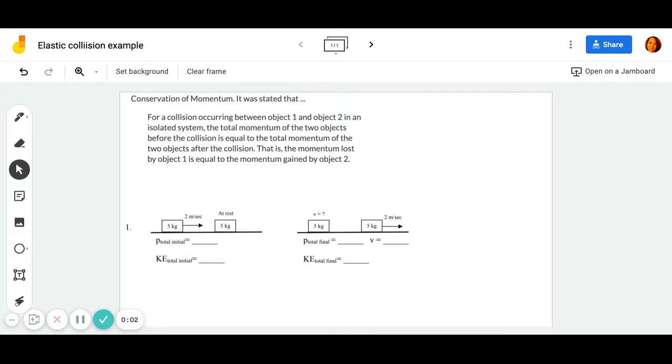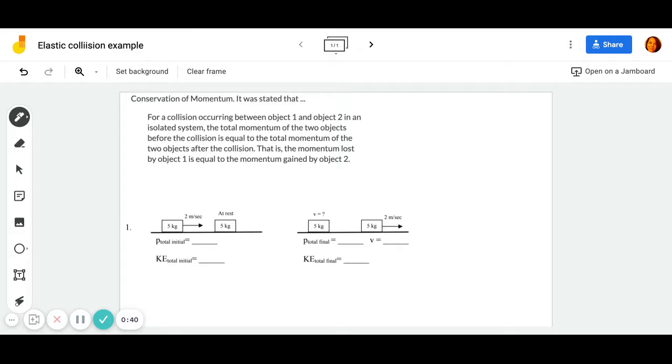Hi everyone, I wanted to go over the conservation of momentum. What that involves is, if you're looking at an isolated system, so all the objects that you're looking at are one system, the total momentum before a collision of the objects will equal the total momentum after the collision. So momentum is not lost or gained. The amount before equals the amount after.